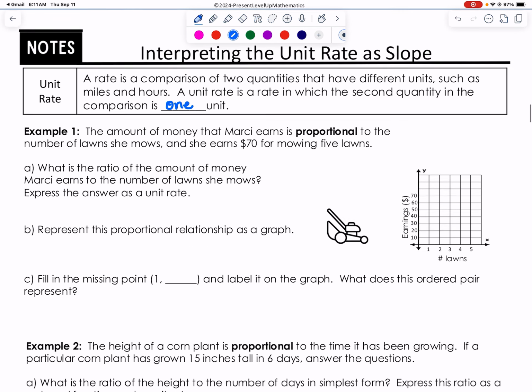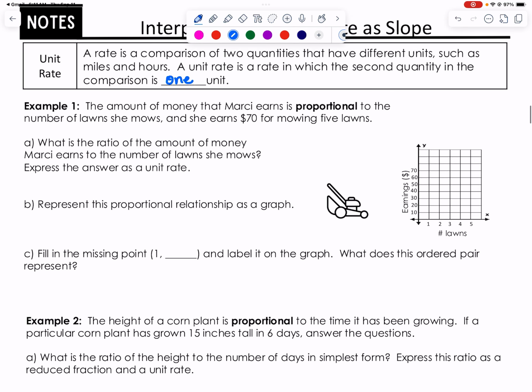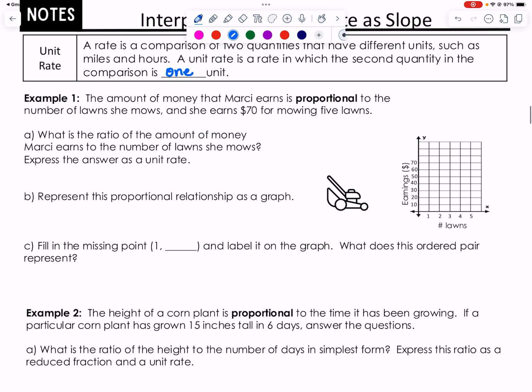The amount of money that Marcy earns is proportional to the number of lawns she mows, and she earns $70 for mowing 5 lawns. In problem A, it says, what is the ratio of the amount of money Marcy earns to the number of lawns she mows? Express the answer as a unit rate.